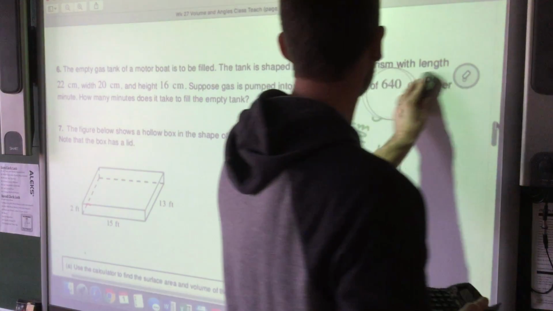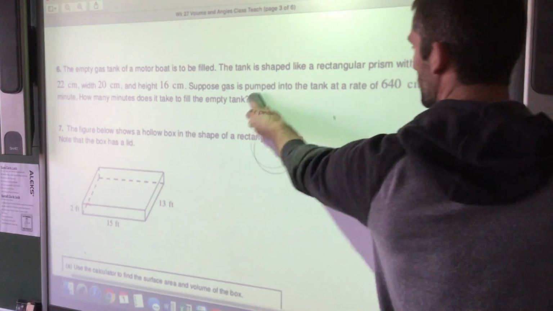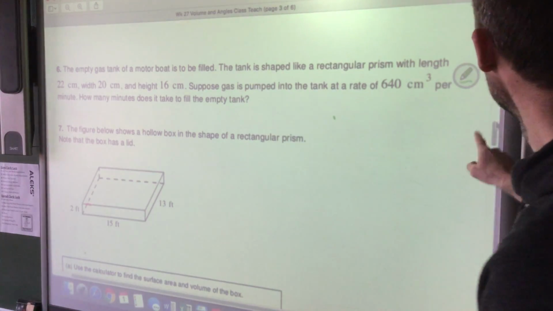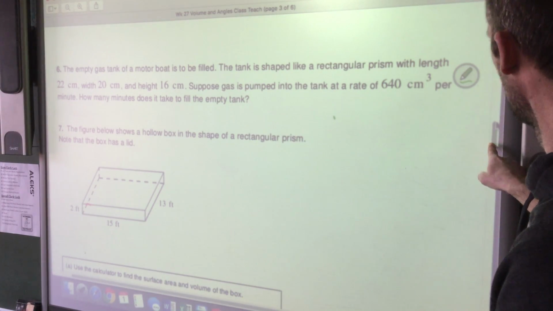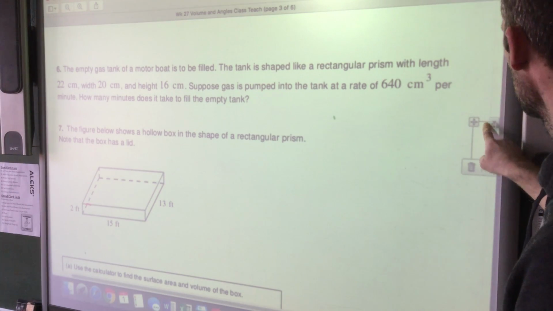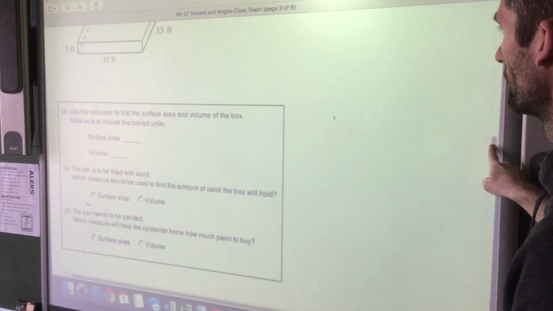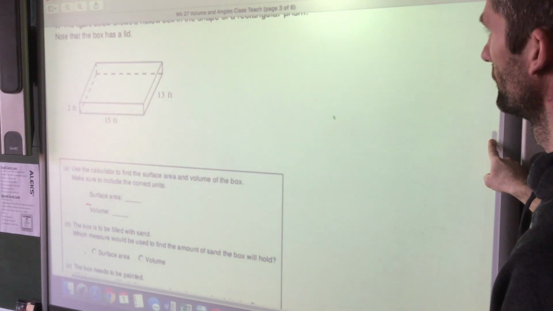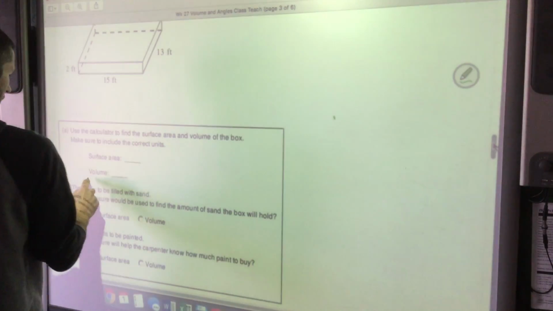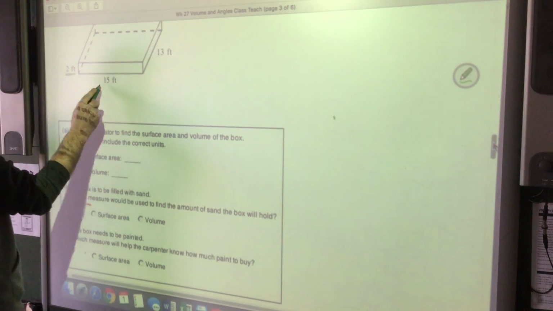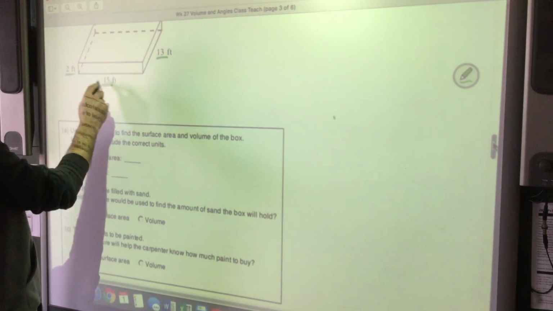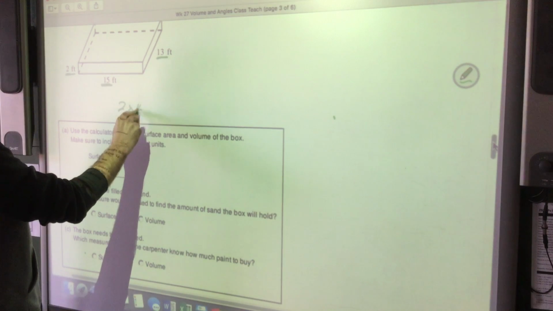Next question. The figure below shows a hollow box, a rectangular prism. Note that the box does have a lid. That's important. Okay, we're going to find the volume and the surface area of both. So let's do volume first since that's what we've been doing. Length times width times height. Doesn't matter which number we use as which. 2 times 15 times 13.